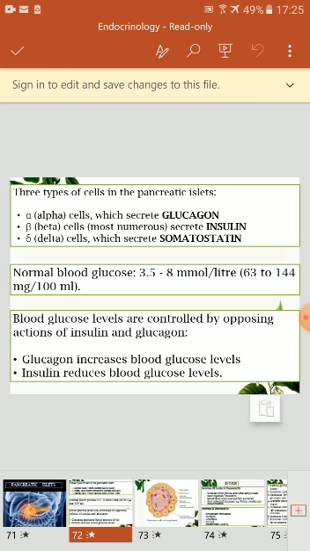Okay, the normal blood glucose level is 3.5 to 8 millimole per liter, and in other units it would be 63 to 144 milligram per 100 ml. So blood glucose levels are controlled by the opposing actions of insulin and glucagon, antagonizing each other's effects. Glucagon increases the blood glucose level while insulin reduces the blood glucose level.